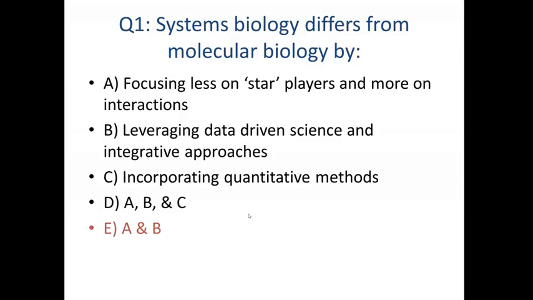As we've seen in many other lectures this semester, many of the standard molecular biology methods, like sequencing, incorporate quantitative methods. It's not necessarily incorporating quantitative methods that makes molecular biology different from systems biology. It's really the general philosophy to study the interactions and really consider the whole rather than a few key players or parts in the approach.